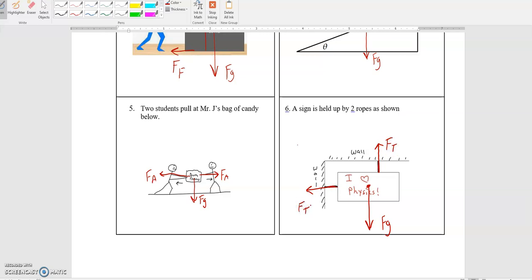And you would point that one to the left because for sign problems, you just redraw the rope and just point the arrow away from the object, and you'll get the direction of the force right. And again, there's no friction because it's not sliding against any surface, and there's no normal force because that sign is not touching the wall.